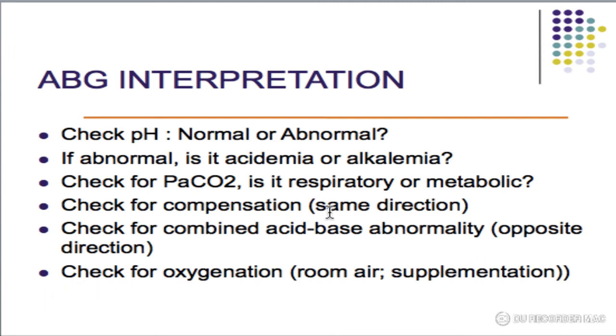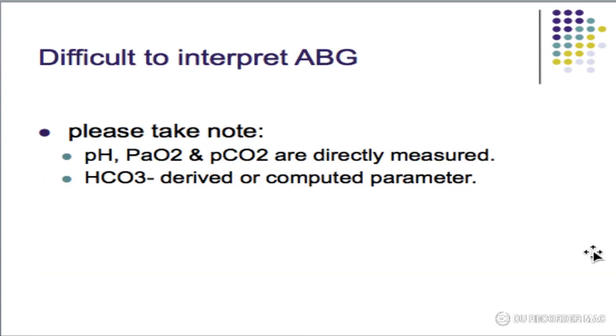At room air, as a rule, if the patient is below 60 years old, 80 to 100 will be the normal range for your PO2. 60 to 79 will be mild hypoxemia. 40 to 59 will be your moderate hypoxemia, and less than 40 will be your severe hypoxemia.